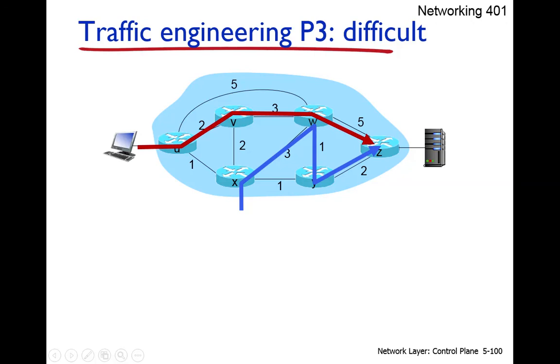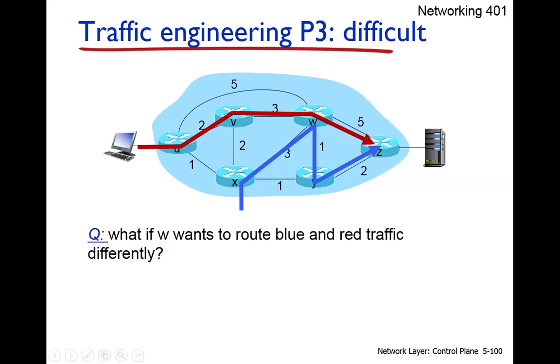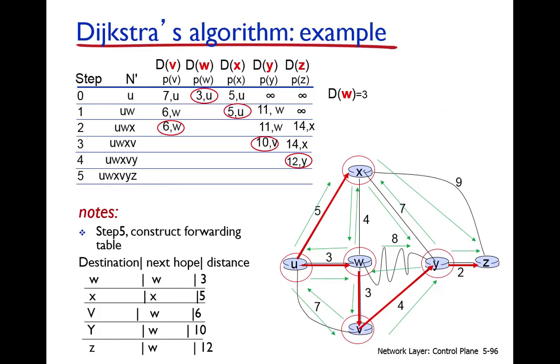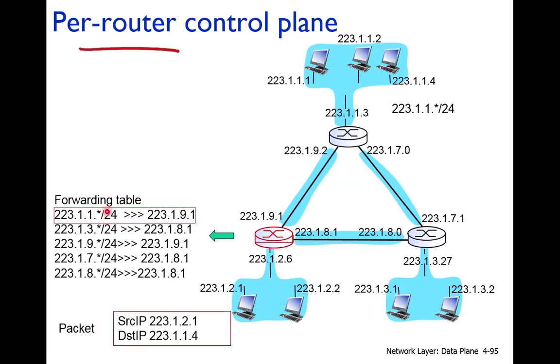Third, we are going to discuss another problem of traffic engineering, which we call P3. It is also difficult to achieve in networking. What is this problem? Suppose both U and X are sending data to Z, so the destination is the same, and U is following this path and X is following this path. At W the destination is the same, Z. In the traditional routing protocol, for the same destination we will have the same path. In the per-router architecture, or traditional networking, if the destination is the same, then at a router we will have a single path for each destination.